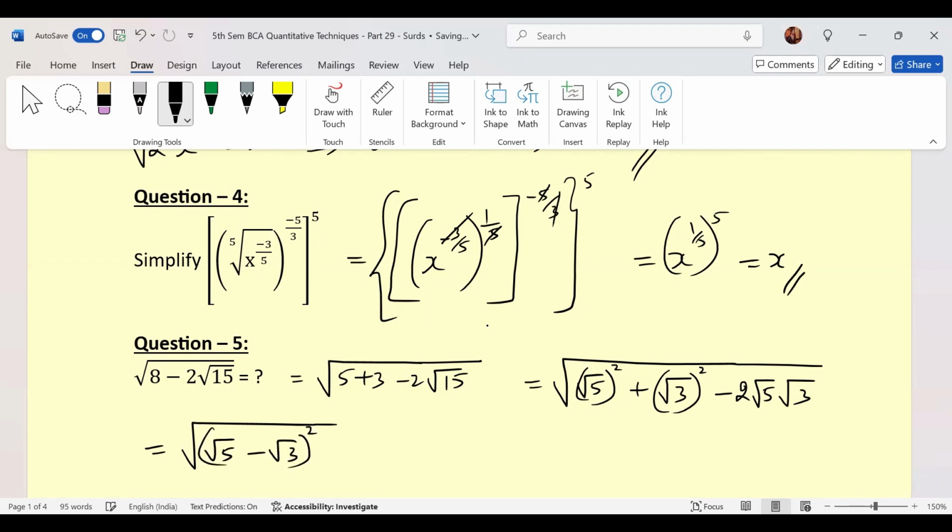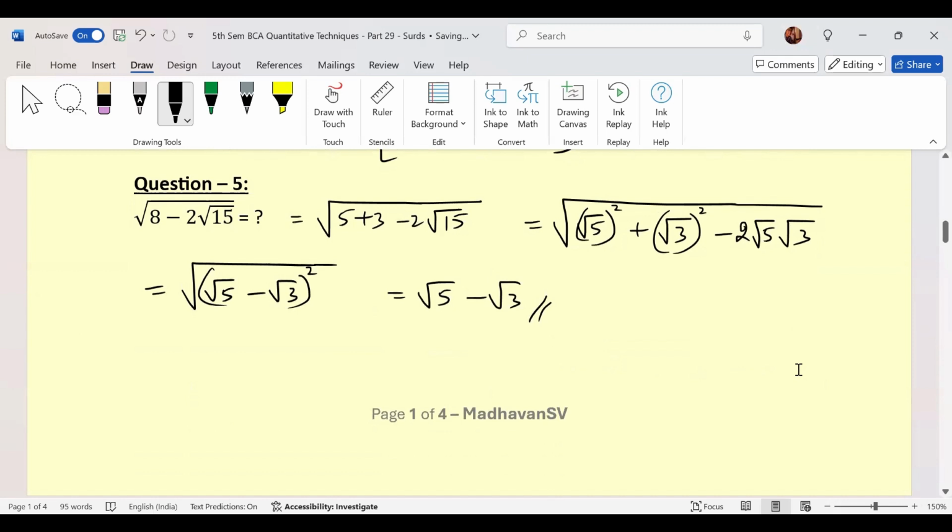It is like a square plus b square minus 2ab, so it is a minus b the whole square. So square root of a square will become root 5 minus root 3. That will be the solution. Let us move on to the next question, 6th question.